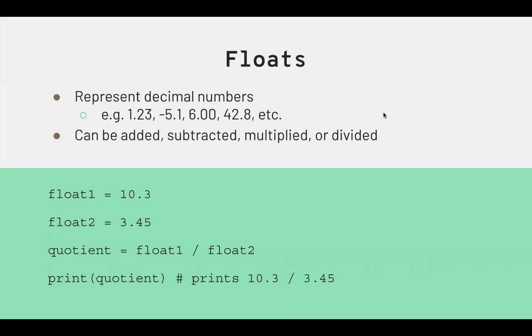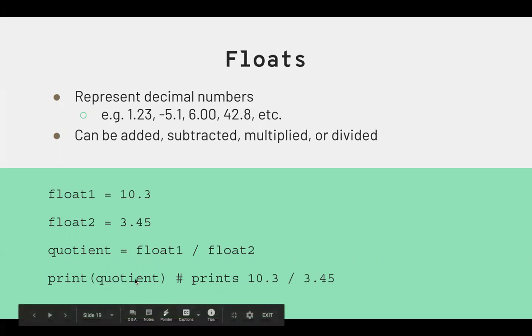And then the second data type we're going to be talking about is just floats. And these are just decimal numbers. And they can be like operated the exact same way as integers. You can have float 1 equals 10.3, float 2 equals 3.45. And then you can have another variable that stores the quotient of float 1 and float 2. And then you can print out whatever 10.3 divided by 3.45 is, like this.